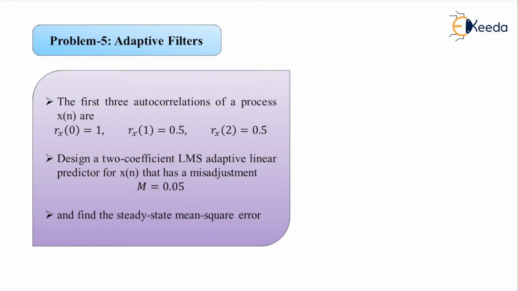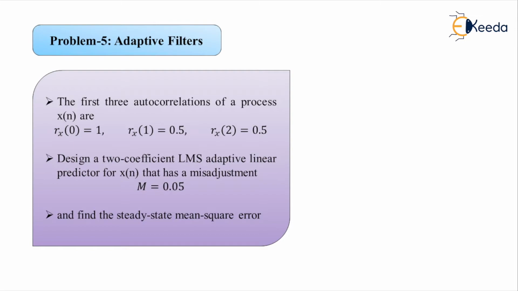So with the help of the misadjustment denoted by capital M, we have to design a two coefficient LMS algorithm based adaptive linear predictor for this input discrete time random sequence x of n. So this is the first part, and in the second part we have to also find the steady state mean square error. So let us start with determining the answer for the first part, the design of the two coefficient LMS adaptive linear predictor.